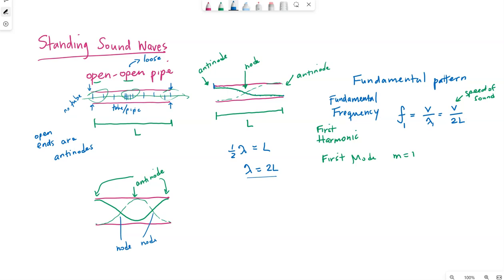This is the next pattern. So this first pattern we drew was the fundamental. That's the simplest standing wave pattern in a pipe, an open pipe specifically.